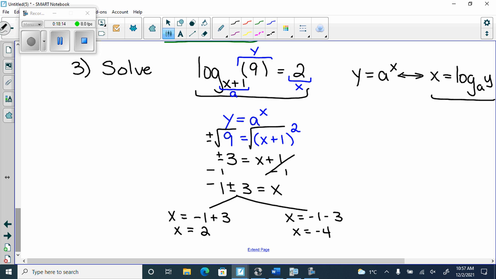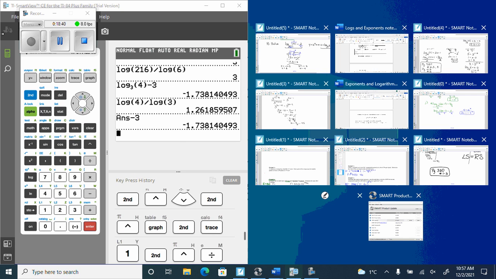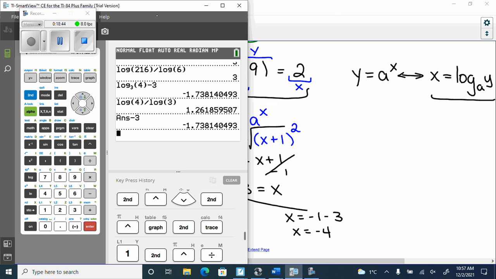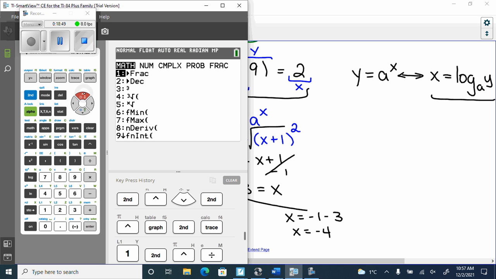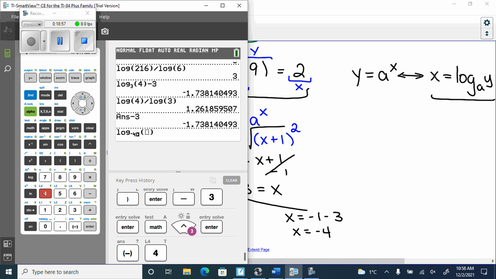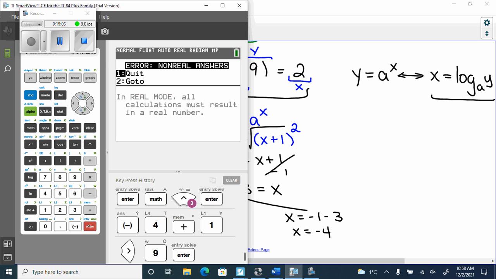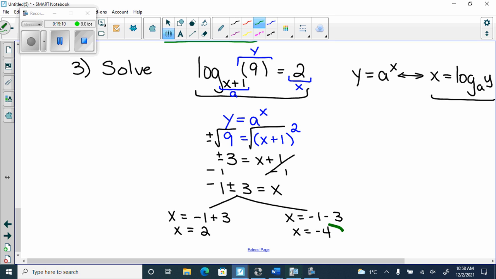Now remember, beside a log or in the base of a log, you can't have a negative. So the negative one is going to go away. If you didn't know that, you would have lucked out anyways. Because if I plug the negative 4 in, I can type it into my calculator. I'll verify that one. It's x plus 1, so it's going to be negative 4 plus 1 down here, and then beside it is a 9. And it's going to tell me not happening. So this negative 4 one is actually extraneous.